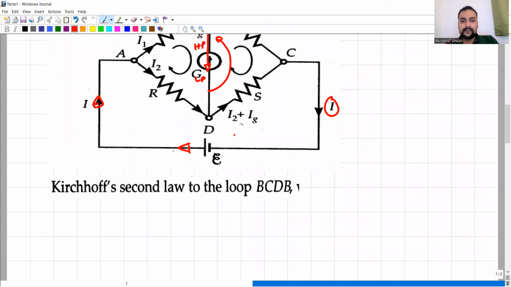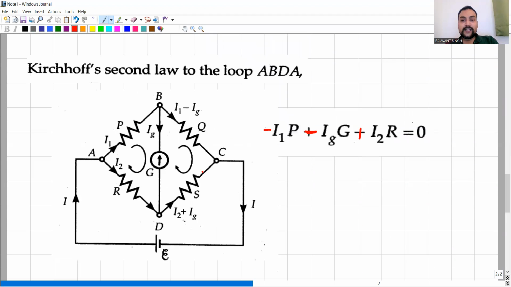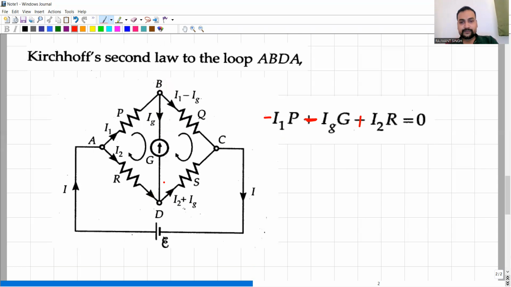Now, for us, if the loop equations we have written describe a balanced condition, that means the Ig value should be equal to 0, isn't it? That means point B and point D must have the same potential, and there is no current flowing between point B and point D. Ig will be equal to 0. That is our balanced condition.